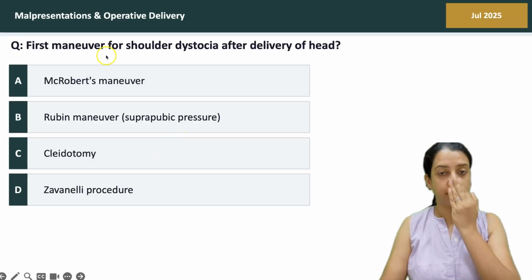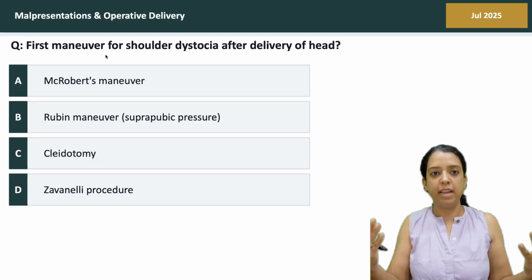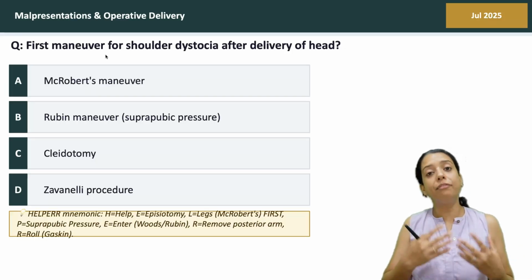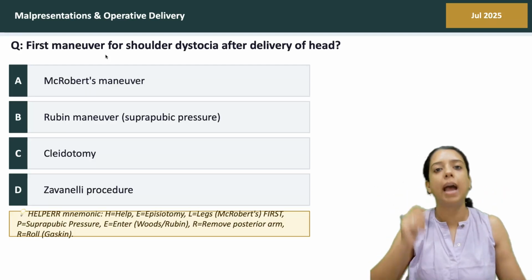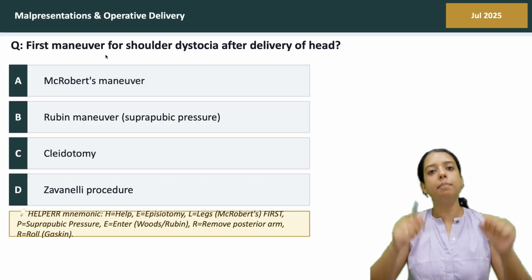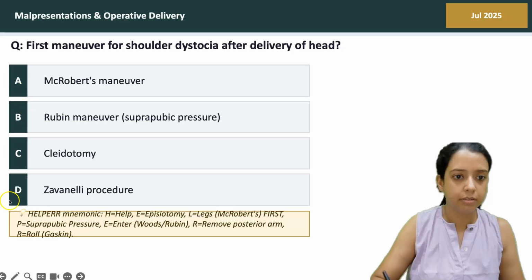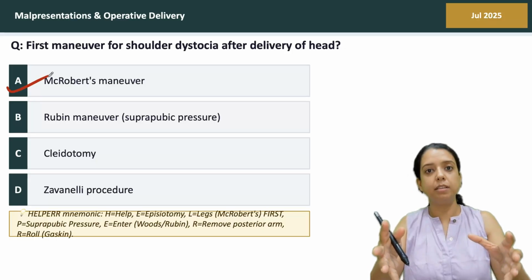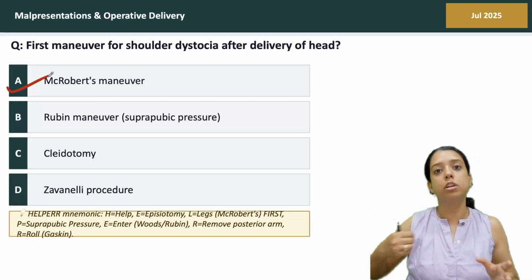First maneuver for shoulder dystocia. When the shoulders are stuck, head has come out, shoulders have not come out. What will be your next maneuver? Remember HELPERR: you ask for help, you give episiotomy, then you first start with external maneuvers. Always, first externally manipulate, then you insert hand internally. So first thing is always McRoberts and suprapubic pressure. They are done together. So this is first. Once it is not successful, then you go to the internal maneuvers, which is the Rubin's and Woods' method, delivering the posterior shoulder.